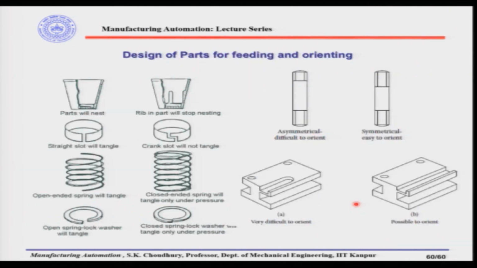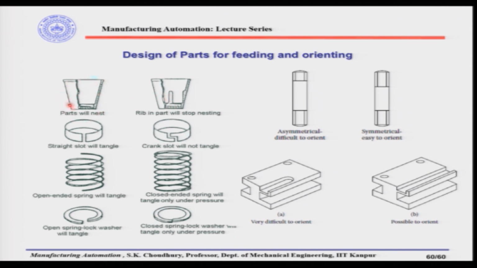These are other examples. Here are some examples given with the help of self-explanatory diagrams, showing how parts can be designed for feeding and orienting. For example, this kind of part, a glass type with a cone, or a part like this with a straight slot here. Now, here there is an open ended spring. So, here you can see the change in the design, the small feature that can be introduced, so that these parts can be fed or oriented in a proper way.